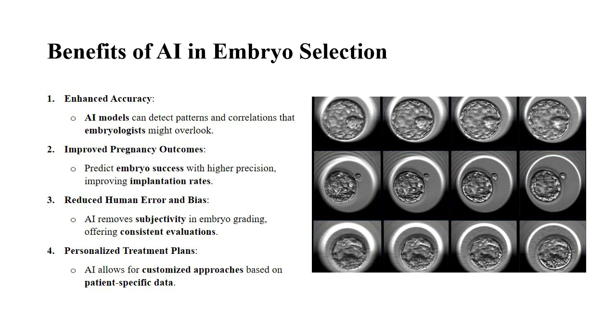C. Reduced human error and bias. Embryologists may have limitations in their ability to evaluate embryos due to fatigue, human error, or personal biases. AI removes these limitations by providing consistent data-driven assessments. D. Personalized treatment plans. AI can integrate patient-specific data such as age, hormonal levels, and embryo quality to help tailor IVF treatments to individual needs, potentially improving the chances of success.